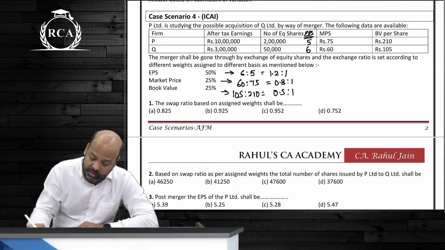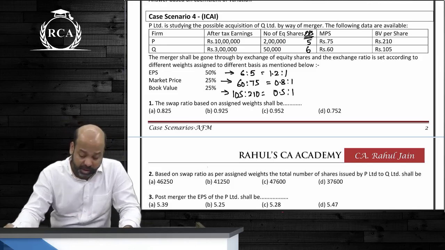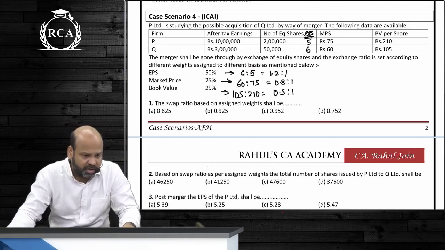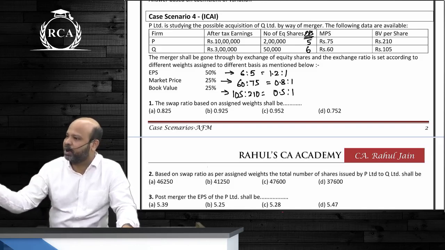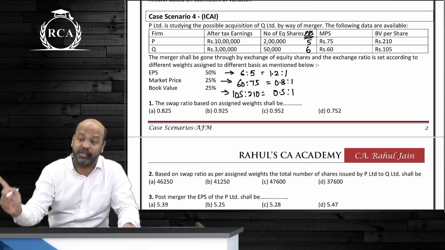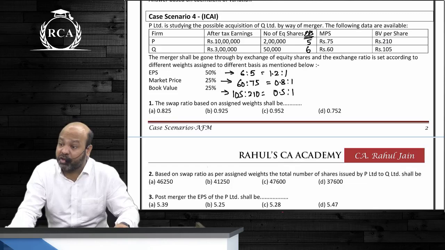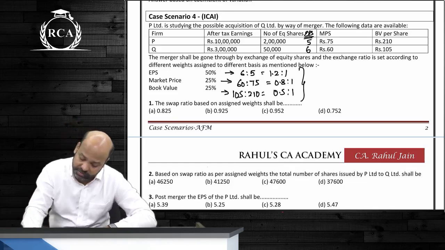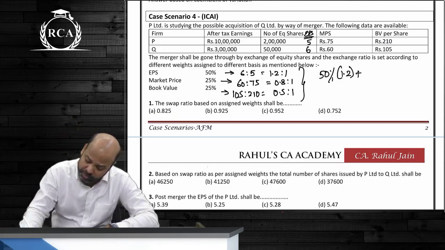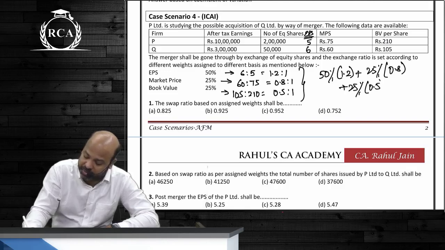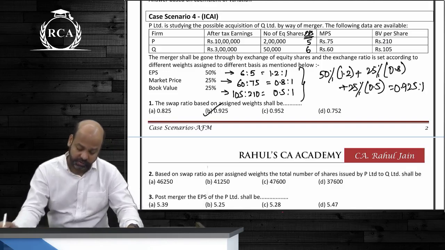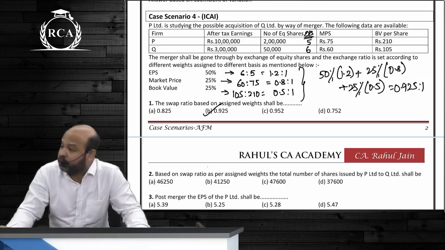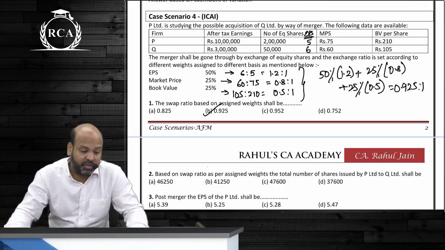Remember, when you have to do weighted averages, will you multiply weights to the denominator also or only to the numerator? Only to the numerator. 50% of 1.2 by 1 is 50% of 1.2 only. Please do not again take 50% of 1. The very first question in class you made a mistake. You were multiplying weights to the denominators also. So the answer is simple. 50% of 1.2 plus 25% of 0.8 plus 25% of 0.5. 0.925 is to 1. This will be the exchange ratio. Answer is option B. Exchange ratio will be 0.925 is to 1.